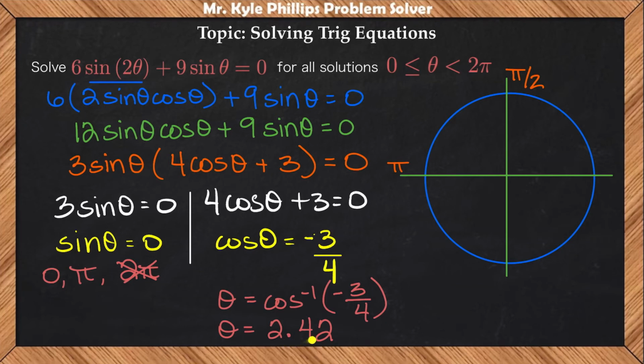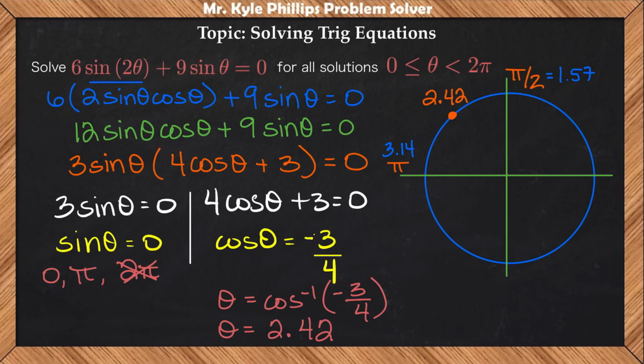So since this is a decimal, we can make each of these decimals. Well, everybody kind of knows that pi is just 3.14. We can find the value of pi halves. So pi divided by 2 is 1.57. So this is 1.57 and this is 3.14. 2.42 would have to fall in the second quadrant. So it really doesn't matter where we put it. We just know it's going to be somewhere right in here.